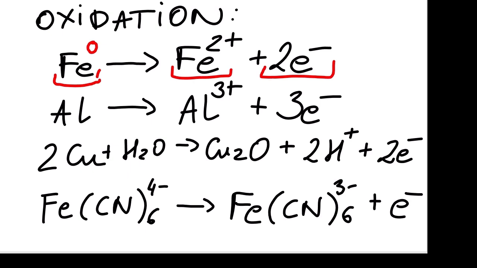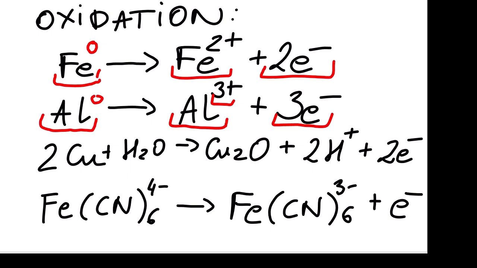The same situation below. We have metallic aluminum, oxidation reaction, so the increase of the oxidation state, increase of the charge. We obtain an aluminum cation with the charge equal to +3, which loses 3 electrons.